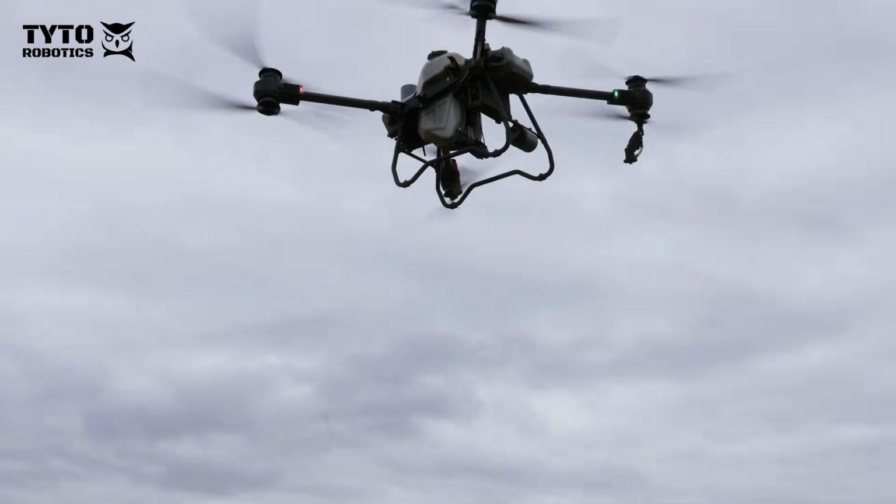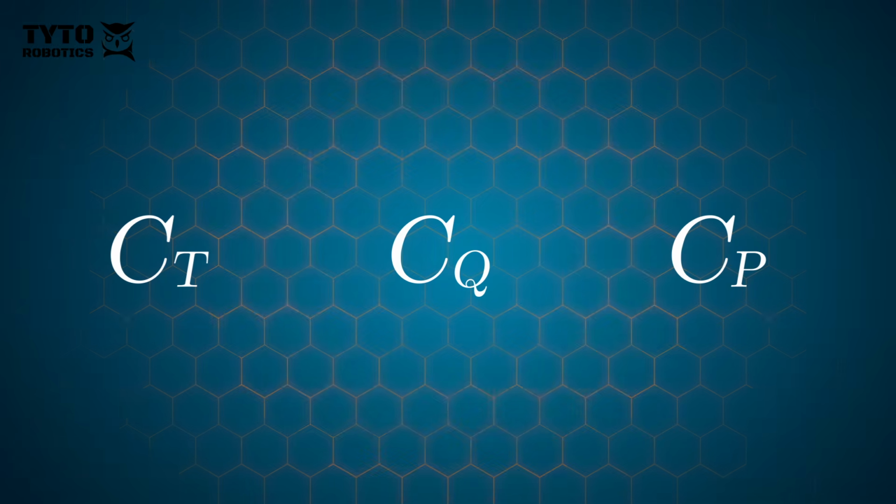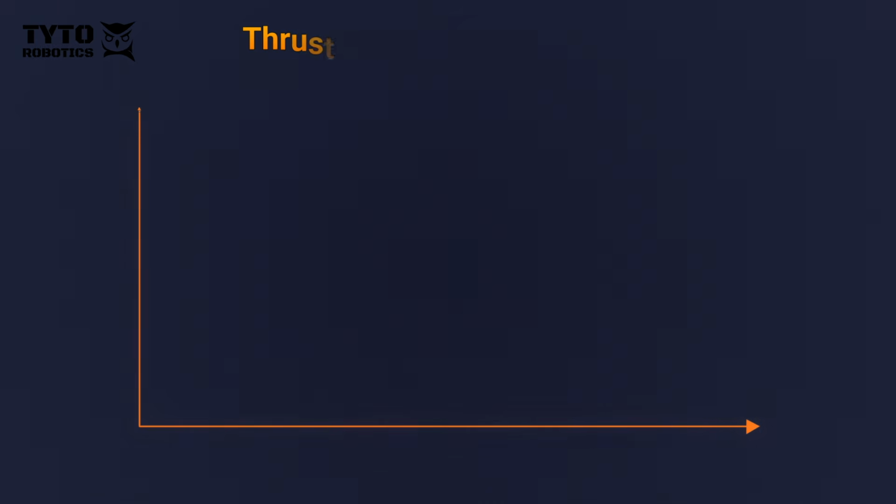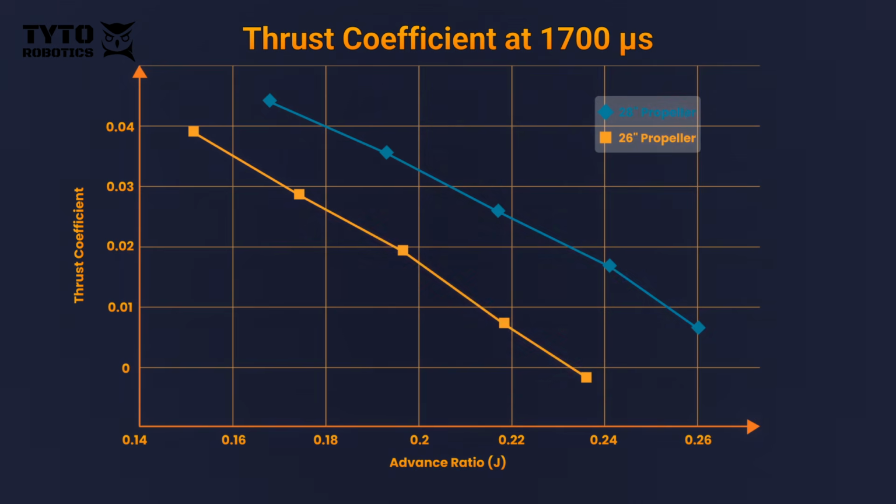But these graphs still aren't giving us the full picture. So let's move on to something that will give us a deeper understanding of these performance differences, the propeller performance coefficients. Now let's look at the thrust coefficient plotted against the advance ratio. Here we have a 1700 microsecond throttle input. What we see is that as the advance ratio increases, meaning the incoming airspeed becomes larger relative to the propeller's rotational speed, the thrust coefficient decreases for both propellers.